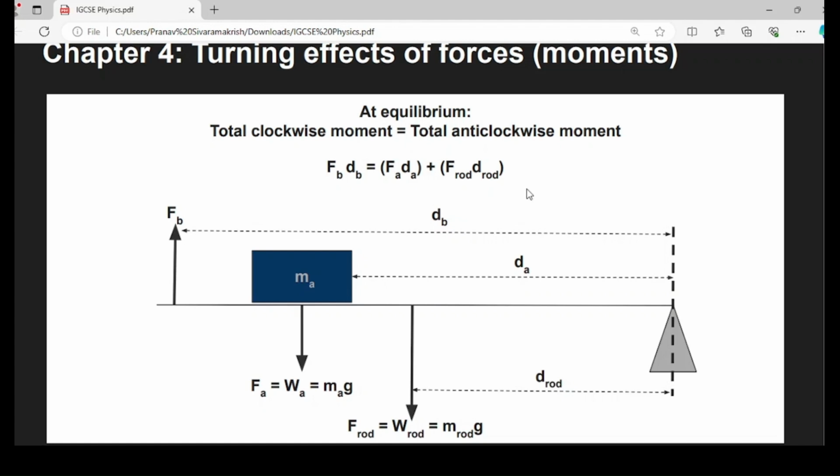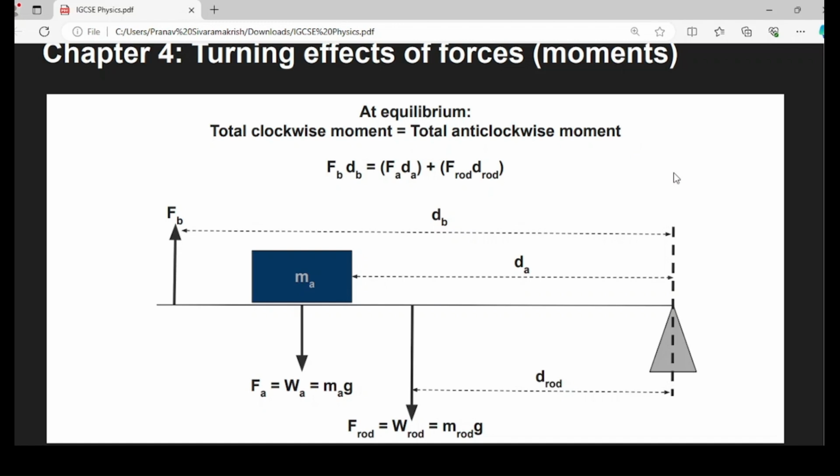So you will find questions where you will be told that the system is in equilibrium, and you might be missing a force, or you might know the value of a force but be missing a distance, and you have to equate using this formula that the total clockwise moment is equal to the total anti-clockwise moment. You'll be expected to calculate the missing quantity, right? So the cue that you need to look for is the fact that the system is in equilibrium. So this is, again, a very commonly tested concept.